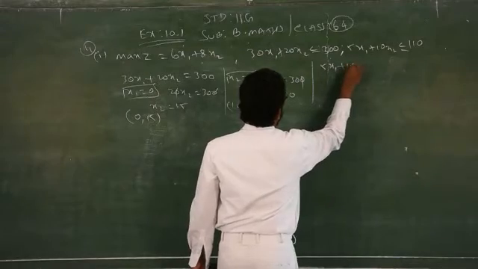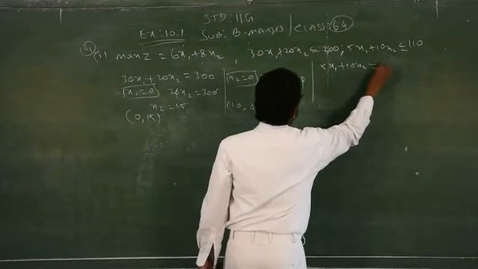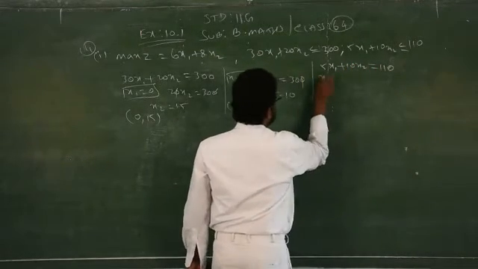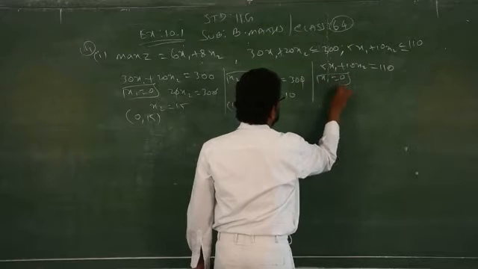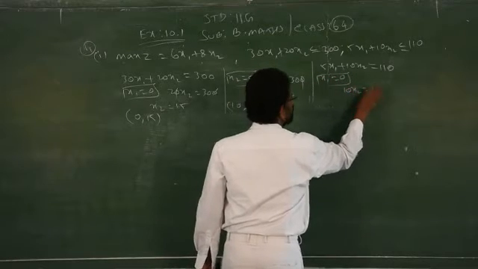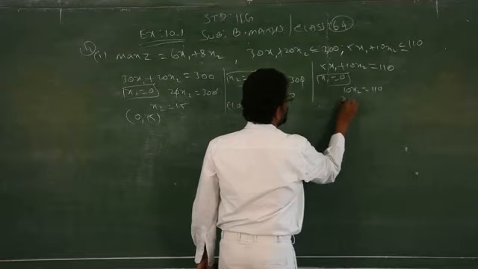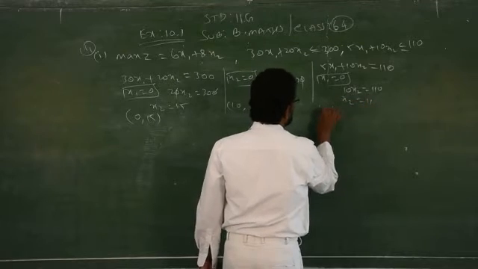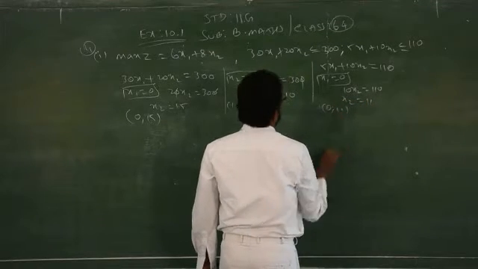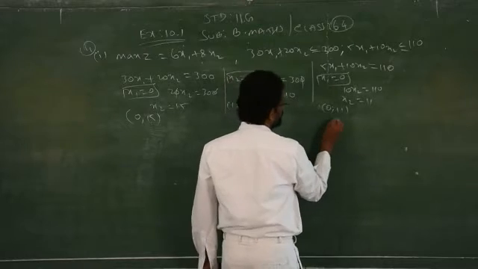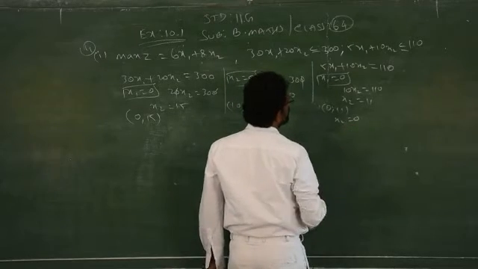5x1 plus 10x2 is equal to 110. As usual, x1 is equal to 0, you will get 10x2 is equal to 110. So what is your x2? x2 is equal to 11. So 0 comma 11. In the same one, you have to replace x2 equal to 0.